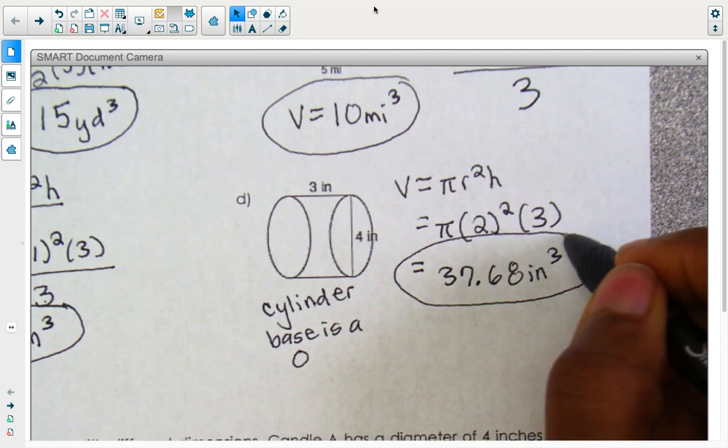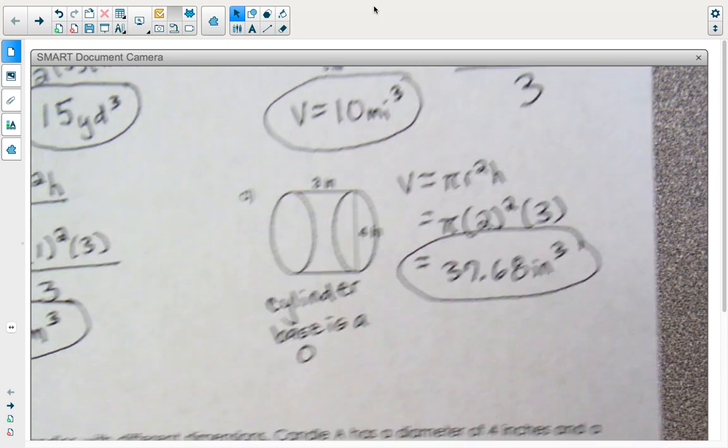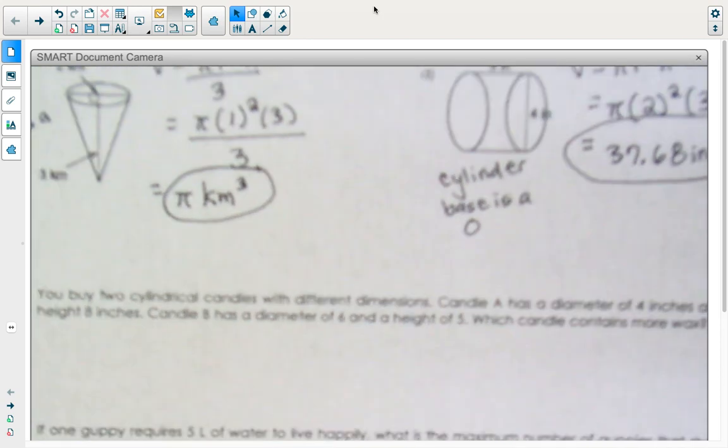So those are a few examples that we went through. We took a look at prisms, cylinders, cones. There were no spheres in this one, but we did have a pyramid, okay? If you did have a sphere, you would use the formula 4 pi r cubed divided by 3. Now we are going to take a look at a couple of word problems down here using the formulas.